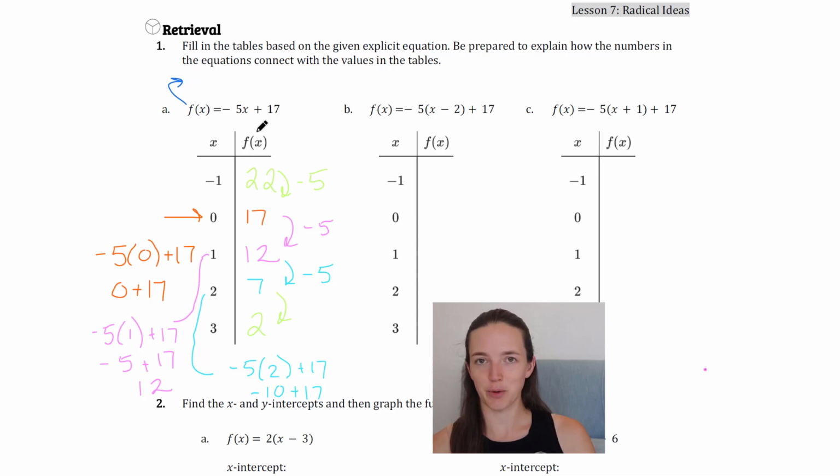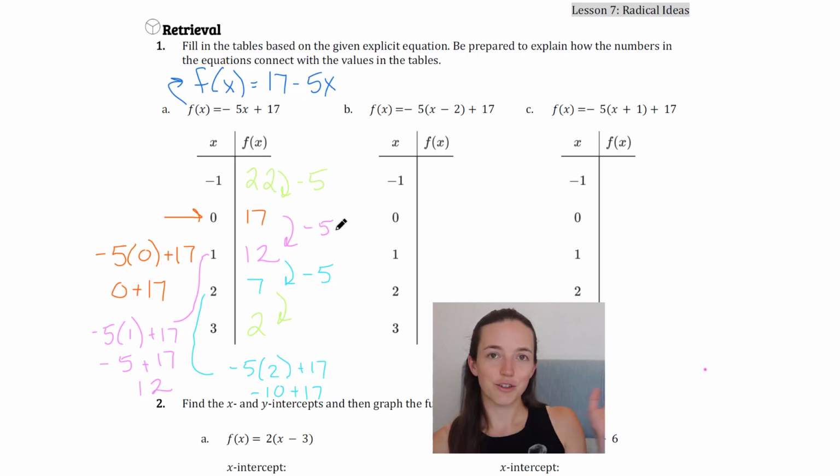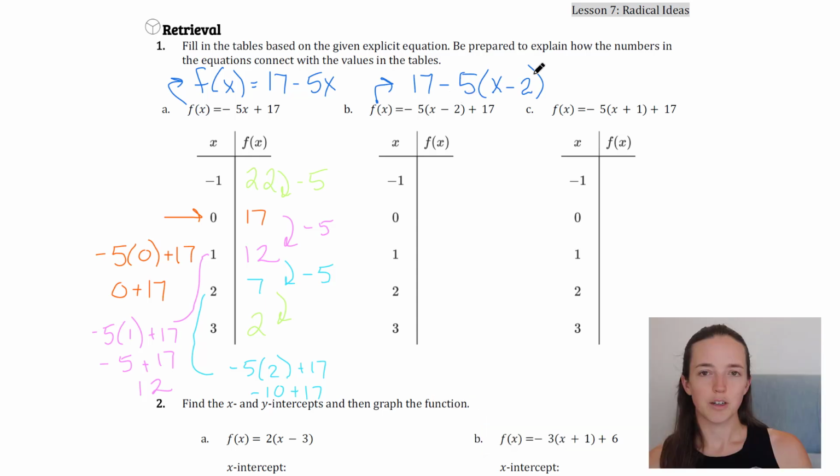If they had written this the other way around, this looks pretty familiar to all of our explicit equations, right? 17 is the starting value, we're subtracting 5 each step, and we're starting at step 0 because this is just an x. So if we had noticed that originally, we wouldn't have had to do all this work in the margins. So with that in mind, let's look at the second equation. Let's think of it as 17 minus 5 times, in parentheses, x minus 2. So we're starting at 17, still subtracting 5, but this time starting at step 2, not step 0.